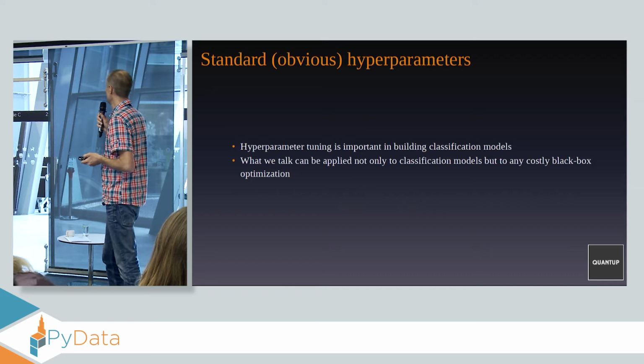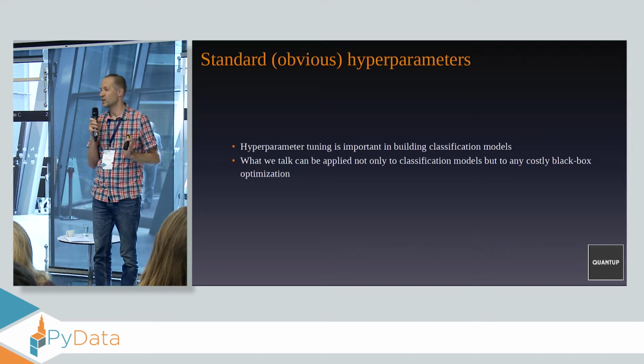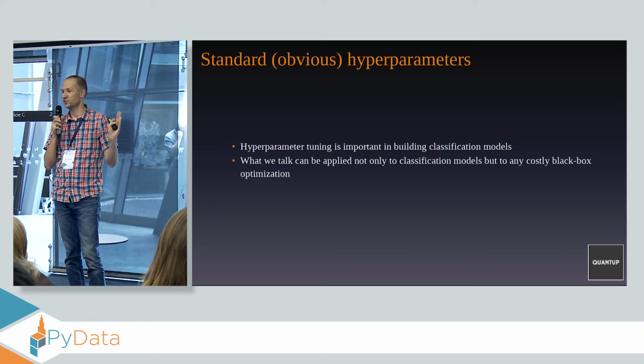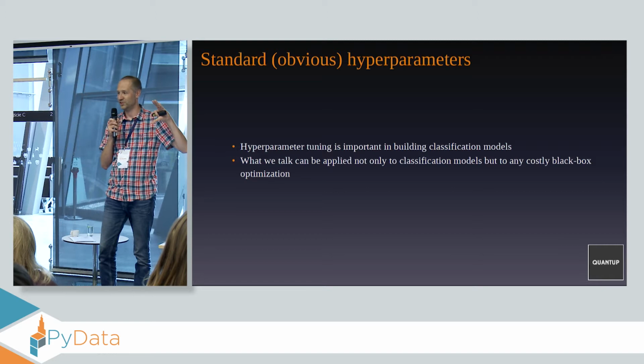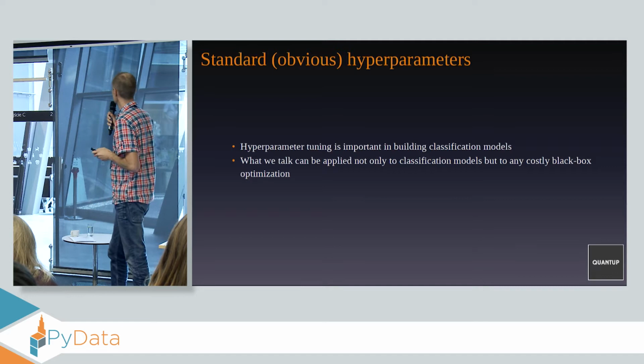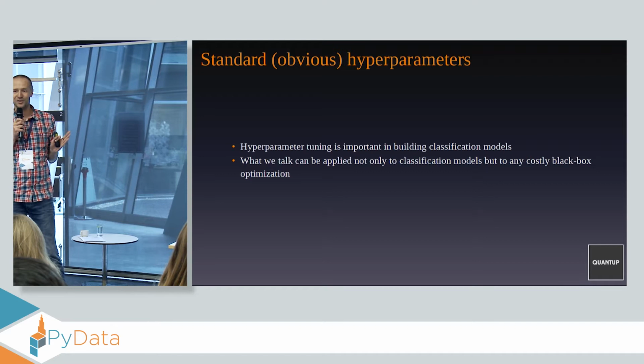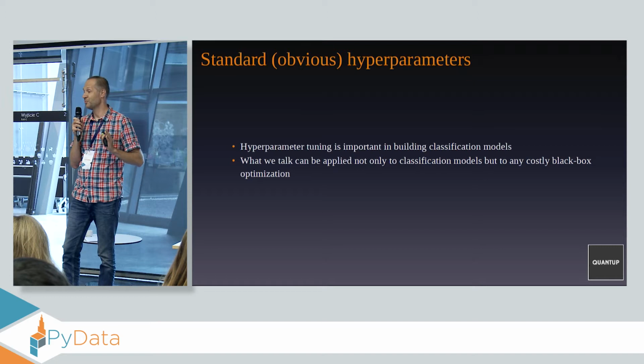The standard approach is to tune hyperparameters that control complexity of model. Exactly as I told, number of trees in XGBoost, number of trees in random forest, depth of a tree, number of leaves. And what's important, what Tomek will talk about, can be applied not only to predictive models, but to every complicated black box optimization.